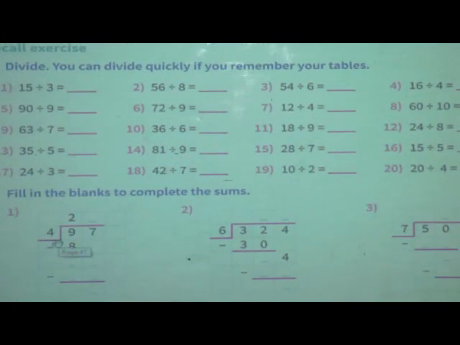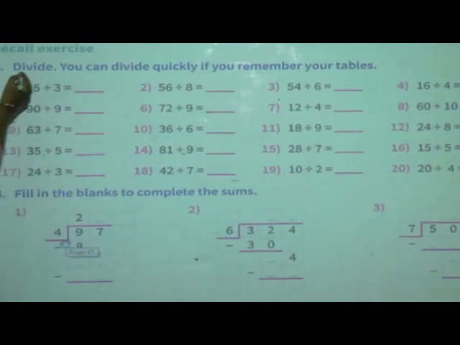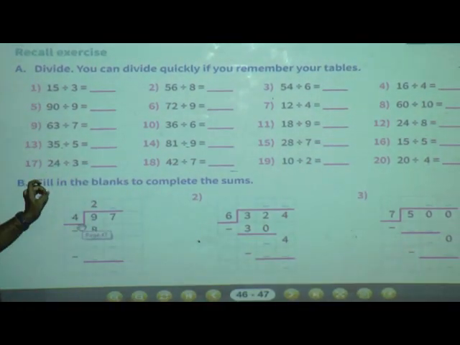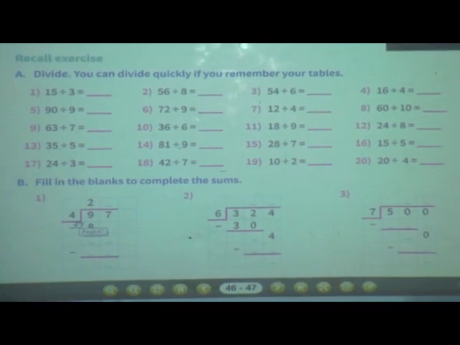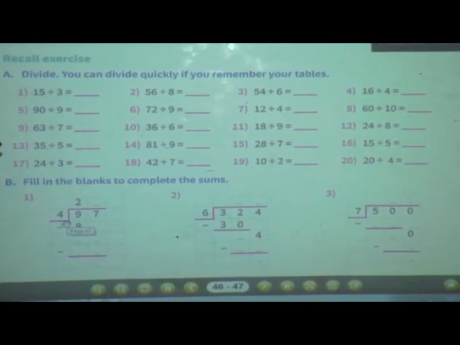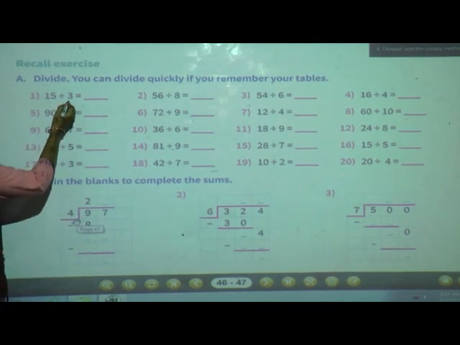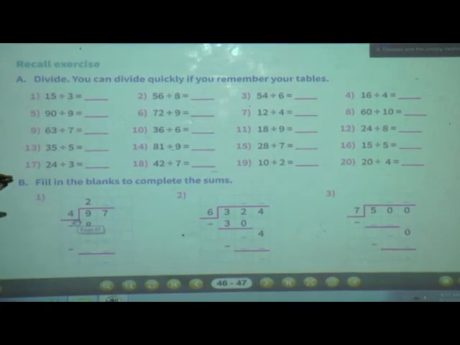What is the question number A? Divide. You can divide quickly if you remember your table. So tables are very important to do the quick division. So here you see 15 division by 3. So what you have to do? You should know the divisor table.